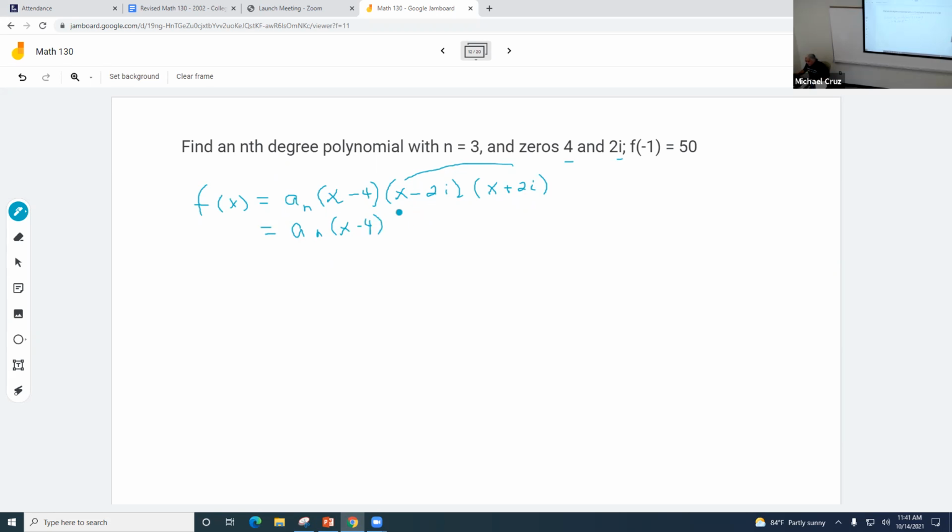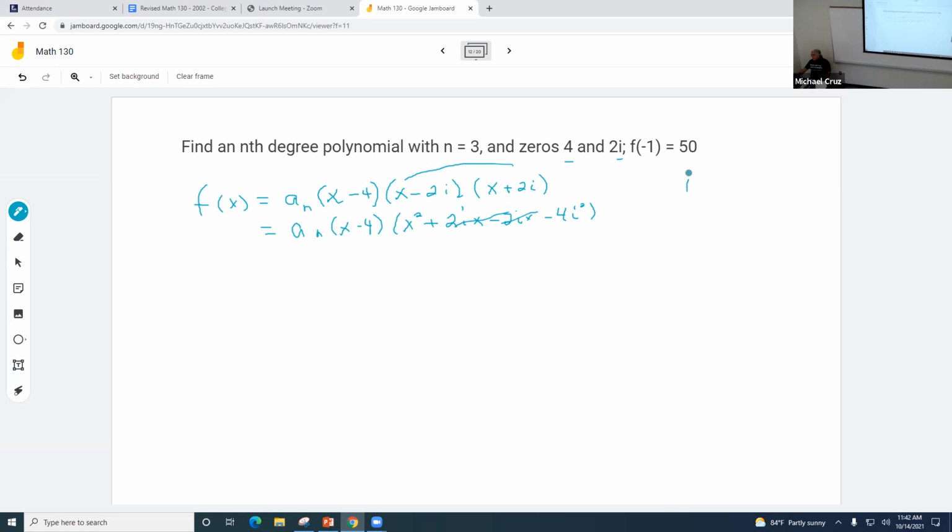So x times x is x squared. x times 2i is 2ix. x inside is minus 2ix. And notice that the conjugates go away. If you get good at this, you can skip a lot of stuff here. These go away because they're opposites to one another.